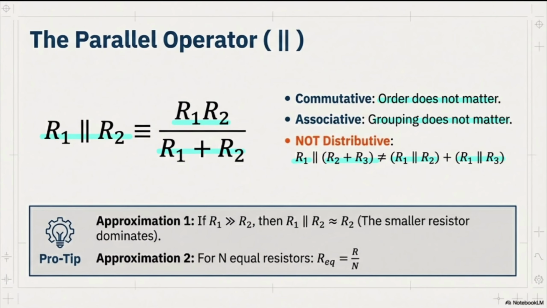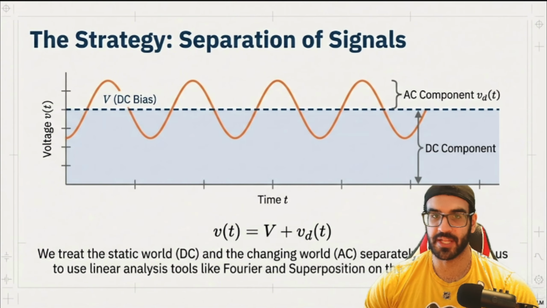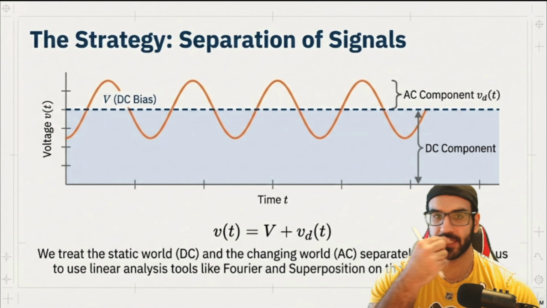We do have a couple of rules about that, but they are simple. Just in case, if R1 is way bigger than R2, then R1 in parallel with R2 is going to be approximately the smaller one. And if we have N resistors of value R side by side, the R equal is going to be R divided by N.